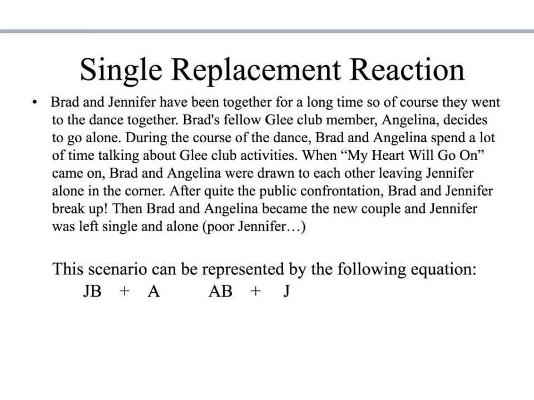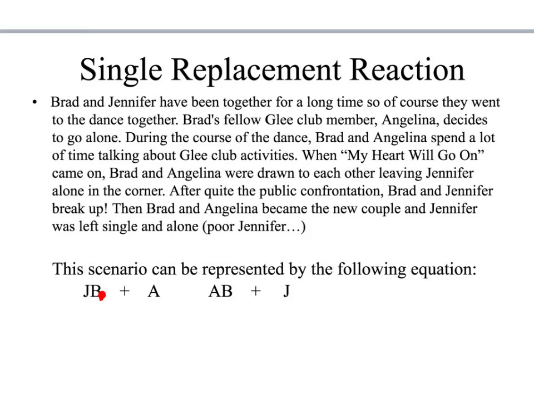When My Heart Will Go On came on, Brad and Angelina were drawn to each other, leaving Jennifer alone in the corner. After quite the public confrontation, Brad and Jennifer break up. Then, Brad and Angelina became the new couple, and Jennifer was left single and alone. So this scenario can be represented by the following equation.